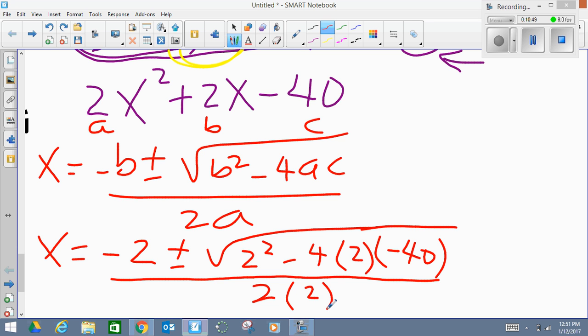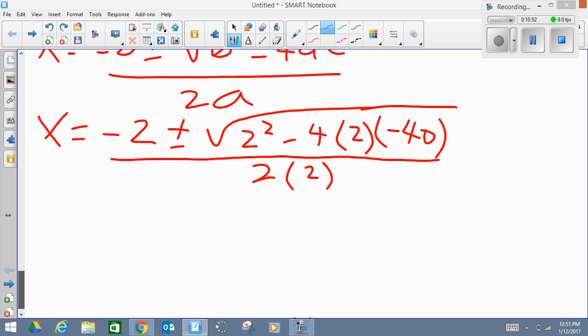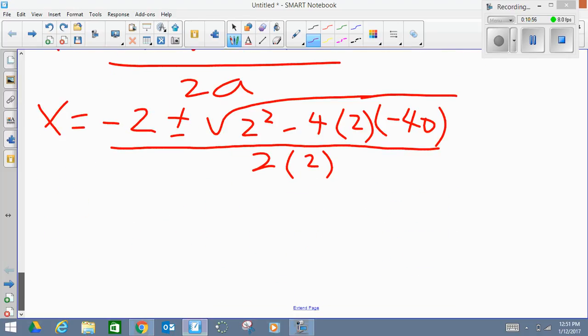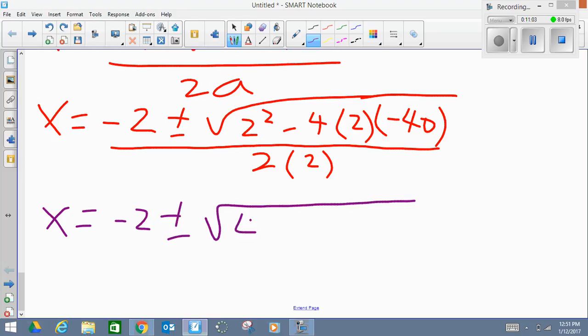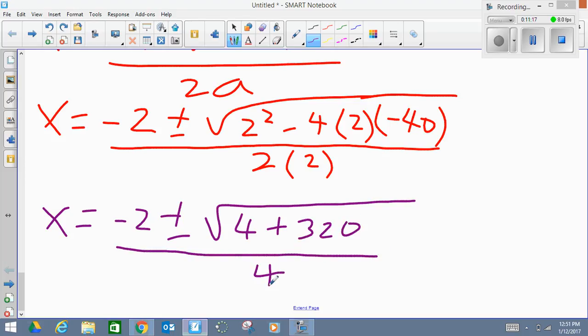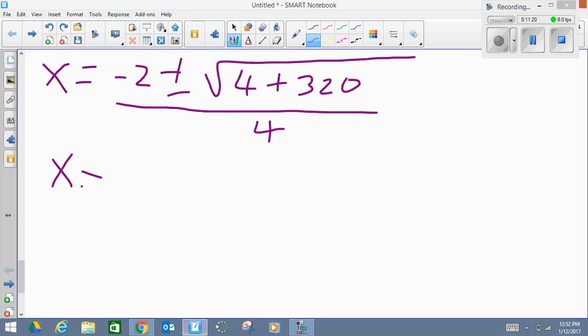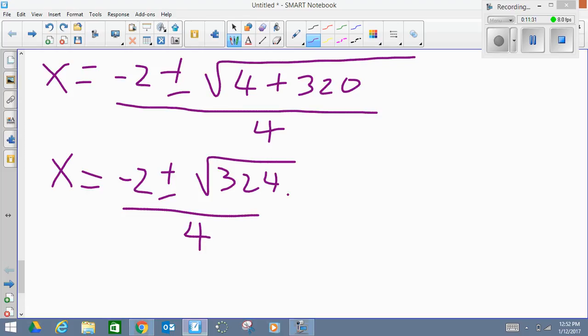And my a is 2. Next step. x equals negative 2 plus or minus 2 squared is 4. Negative 4 times 2 times negative 40, that's going to be positive 8 times 40, 320, over 4. Let me double check the math. So I'm going to have x equals negative 2 plus or minus 4 plus 320. That is 324 over 4, which is equal to negative 2 plus or minus square root of 324, 18, over 4.